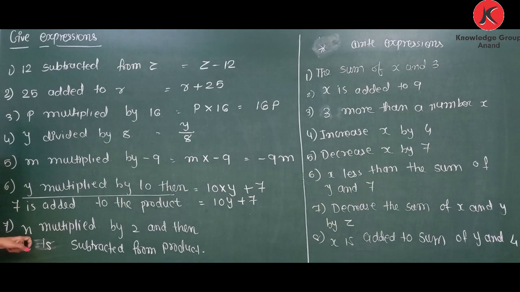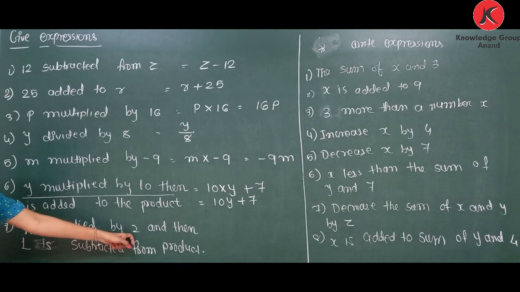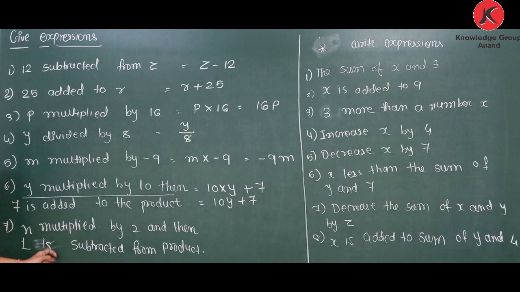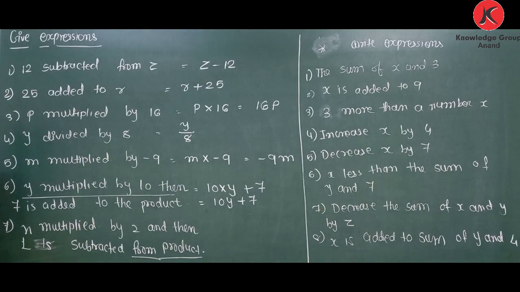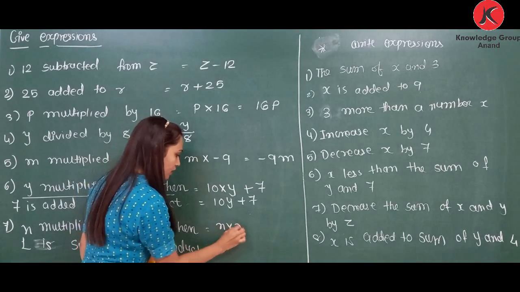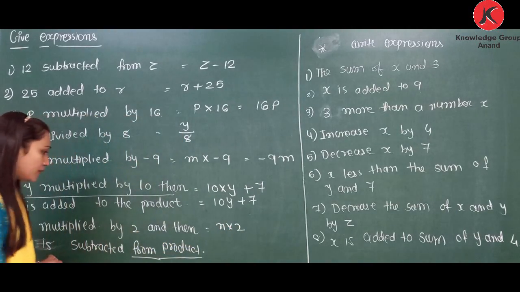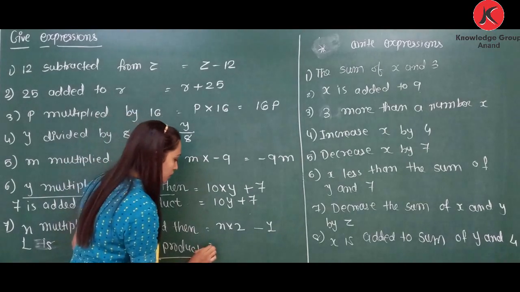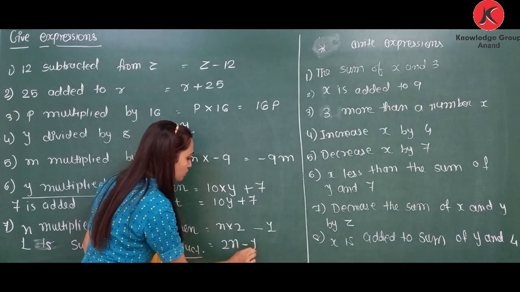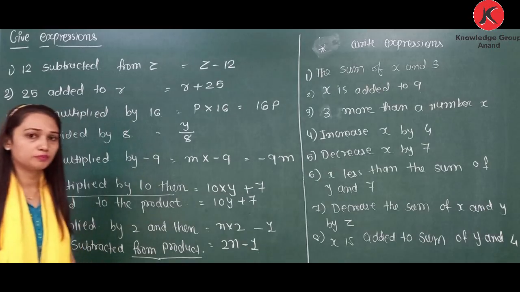Now next, m multiplied by 2 and then 1 is subtracted from the product. First of all we need to find the product, so that is m multiplied by 2, and then 1 is subtracted from the product. So that gives 2m minus 1. That is our algebraic expression.